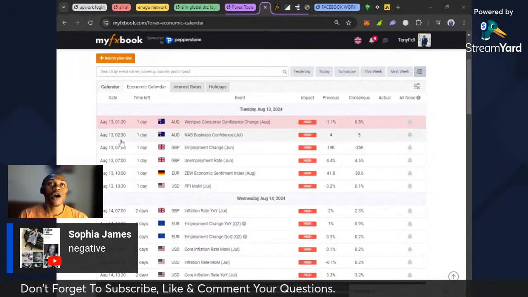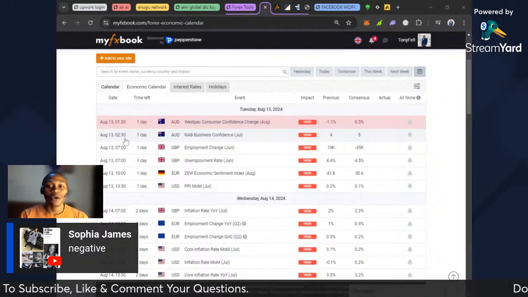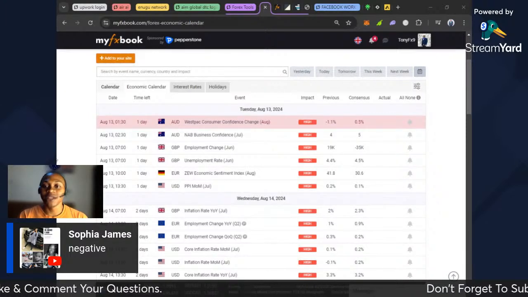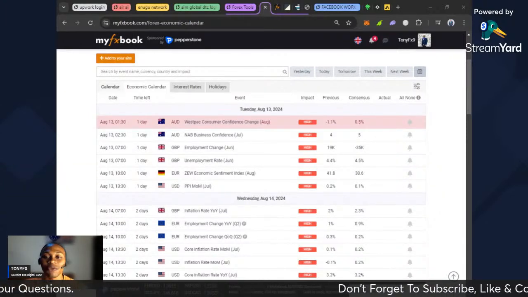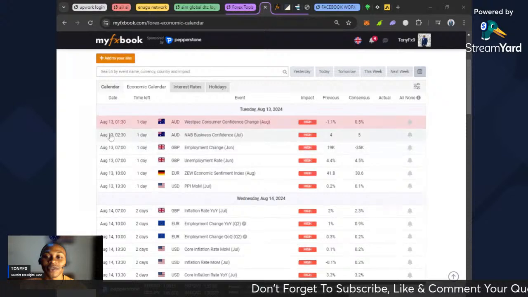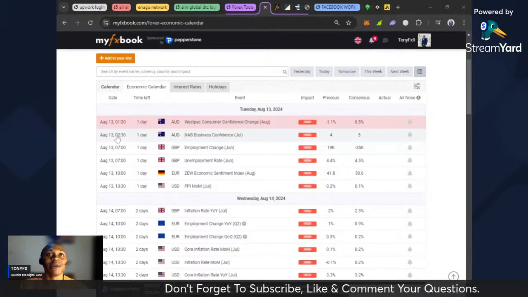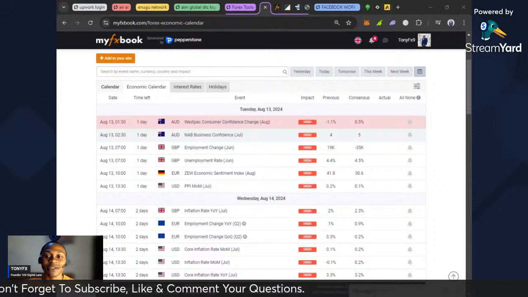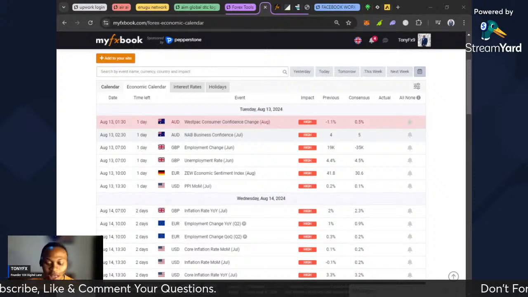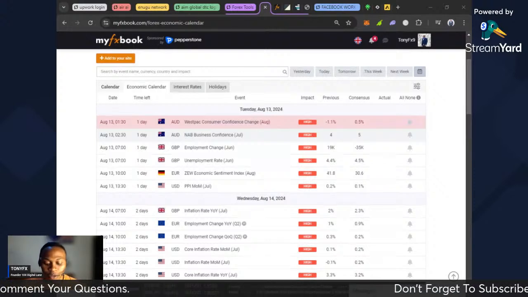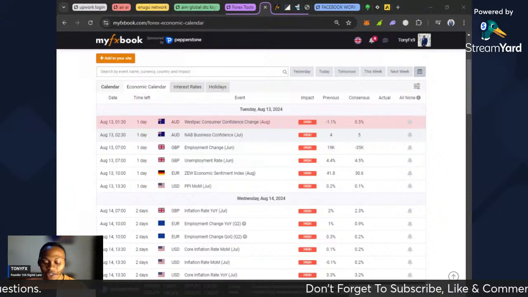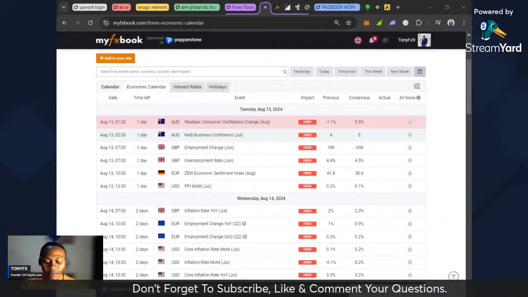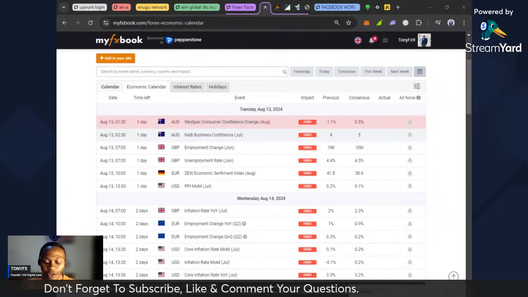So also by 2:30 a.m. we have business confidence for the Australian dollar. It has to do with the business confidence of people that have a business in Australia. So you need to take it serious.